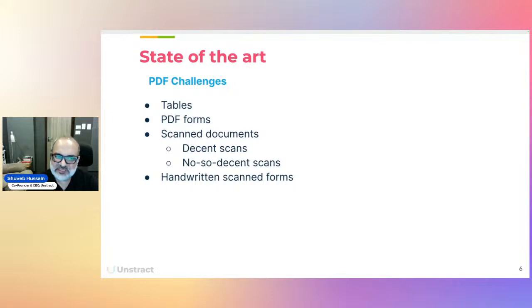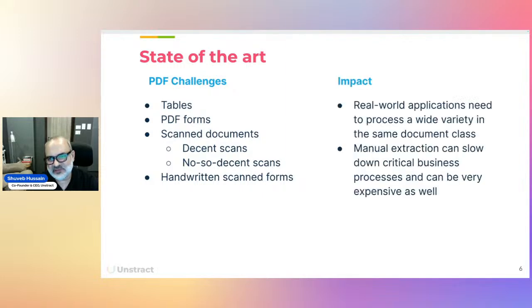But the problem is, if you're not able to deal with every kind of file here, there can be a tremendous impact, right? Whenever people switch from automated processes to manual processes, it becomes very expensive, not to mention slow, not to mention error prone as well, right? So you have to have systems that can deal with real world PDF challenges, right? And that's what we look into in this particular talk today.